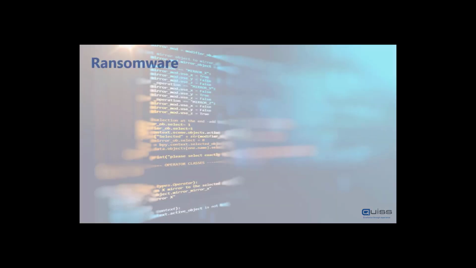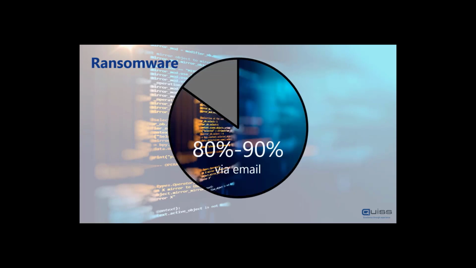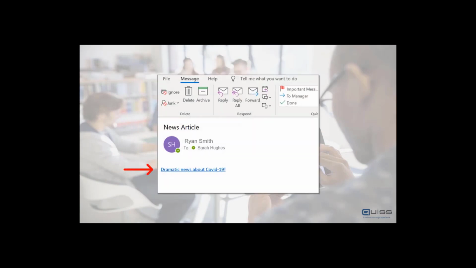Other types of breaches include ransomware and other types of malware. It's estimated that between 80% and 90% of ransomware attacks come via email. This could be in the form of an attachment or a link within an email. A recent scam uses dramatic news headlines to encourage you to click on a link.